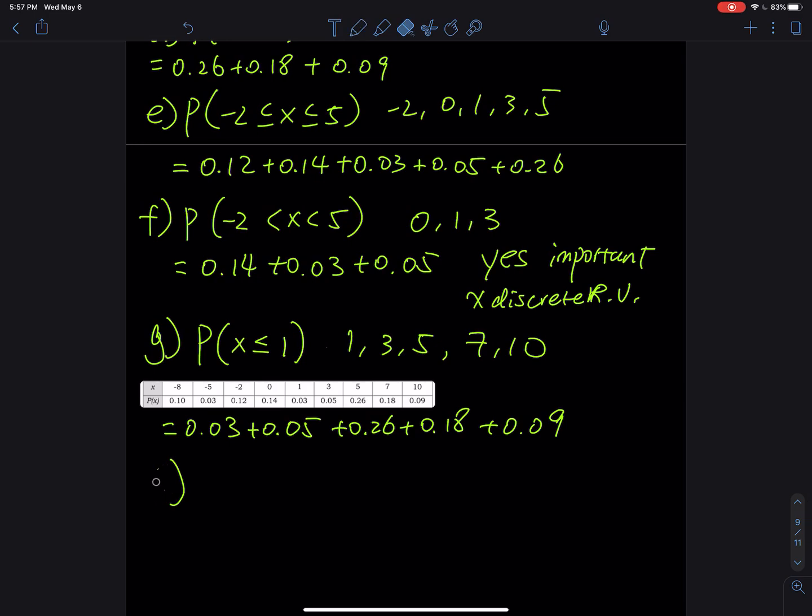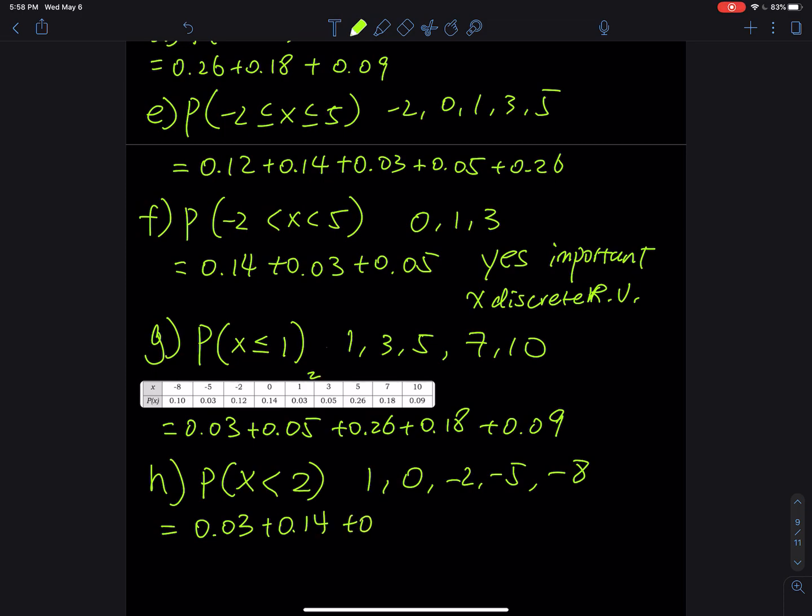So this one is H, probability X is less than 2. So less than 2, we don't have 2. 2 is right there. So that means we are taking 1, 0, -2, -5, and -8 because they are less than 2. And then we add those probabilities. 0.03, 0.14, 0.12, 0.03, and 0.10. There you go.